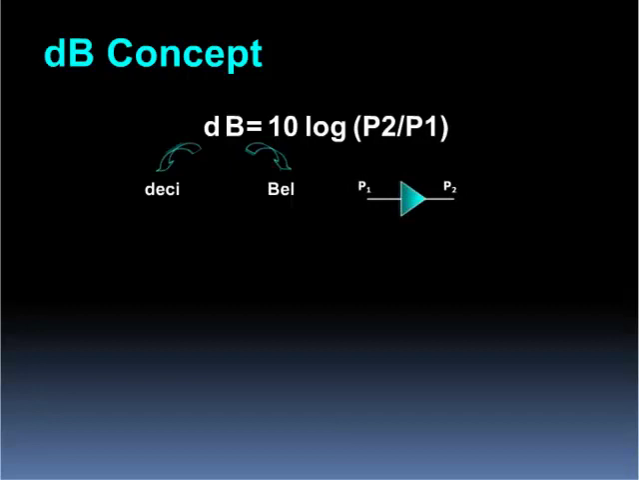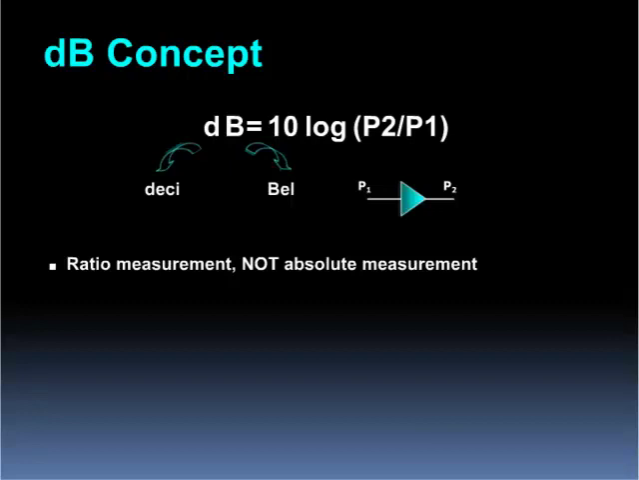dB stands for decibel. It has the formula of 10 log P2 over P1. D means deci, which means 10. B means bel, log of power ratio P2 over P1. It is a unit for ratio measurement, not an absolute measurement.